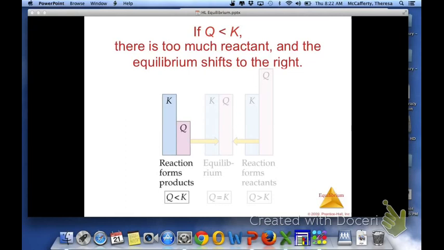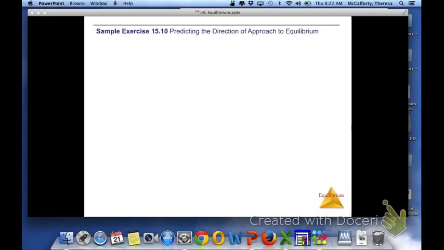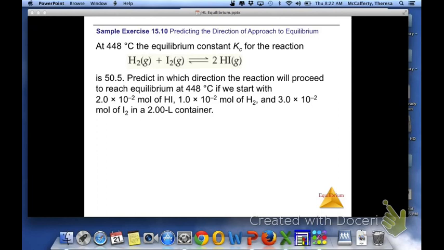Similarly, if Q is less than K, then there's too much reactant and the equilibrium is going to shift to the product side until the value of Q is equal to the value of K and the system attains equilibrium. So we can use this Q to predict the direction that the reaction will shift to get back to equilibrium.